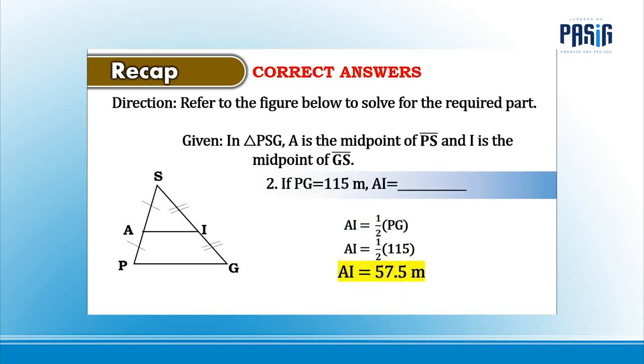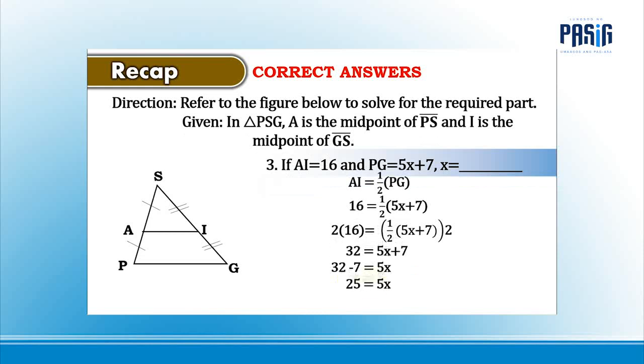Let's have number 2. If PG is equal to 115 meters, what is the length of AI? And again, using the triangle midline theorem, the length of AI is equal to 57.5 meters. Number 3. If AI is equal to 16 and PG is equal to 5x plus 7, what is the value of x? Using the triangle midline theorem, we can have the equation 16 is equal to 1/2 multiplied to the quantity of 5x plus 7. And simplifying the equation further, we can have the value of x equal to 5.